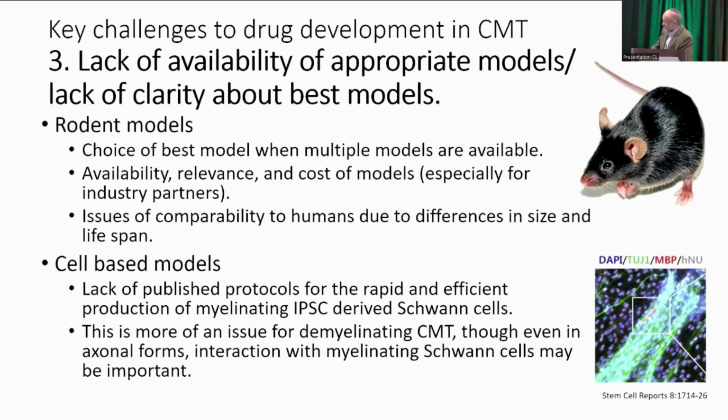Availability, we talked about relevance a little bit, and cost of models is an issue, especially for industry partners. I understand that industry sometimes has a more difficult time getting the right models to do the experiments they need to do. And lastly, in terms of rodent models, I think there's a problem of scale in terms of the size of the animals and the longevity. Something that maybe we'll hear about a little later is whether intrathecal delivery of a substance is going to get access to the entire peripheral nerve. Well, in mice, that seems to be the case, but it's an open question whether in larger mammals that's actually going to be the case.